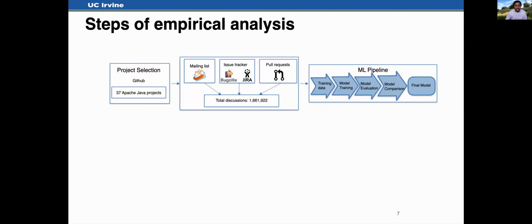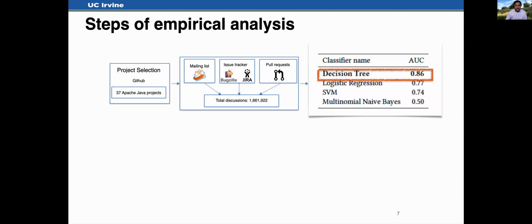Since our goal was to identify the discussions that were related to design and we had to deal with a large volume of data, we could not do it manually. So we decided to rely on machine learning for this. And just like any machine learning pipeline, we started by building the machine training data. We manually labeled 5,000 discussions. Then we built and compared multiple models to identify the best classifier.